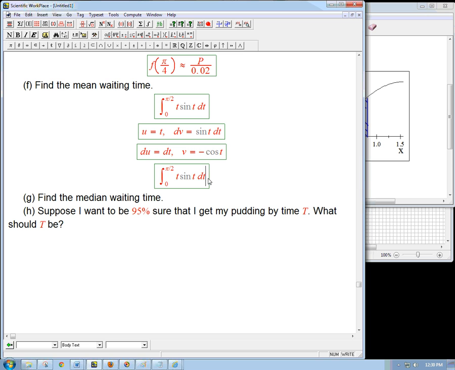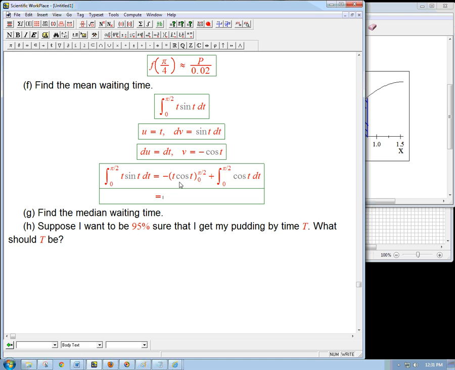That guy's going to be equal to uv, which is minus t cosine t, evaluated from 0 to pi over 2, and we'll see what happens with that in a minute, minus the integral, still from 0 to pi over 2, of v du, which is down here. So that's a minus cosine t, so that'll change to plus, and this will be cosine t dt.